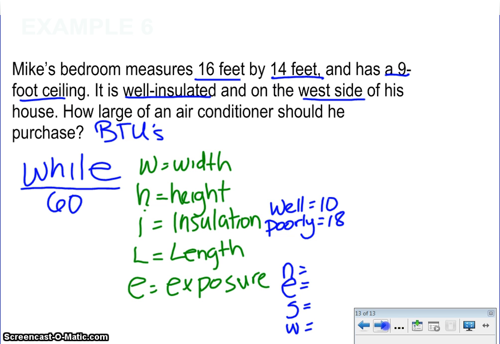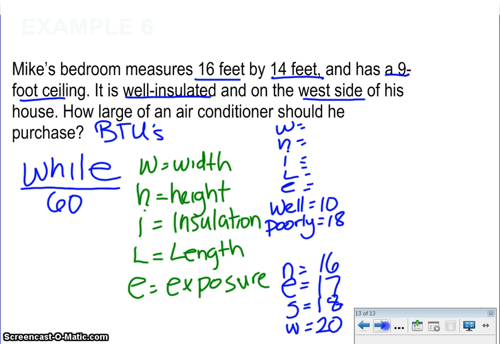And the numbers that go with this stay consistent every time as well. So if it's north, you will always use a 16. If it's east, you're going to use a 17. If it's south, you're going to use an 18. If it's west, we jump right over 19 and go to 20. So west would be 20. So let's determine here what each of our values are, and then we'll plug them in and see what we get.